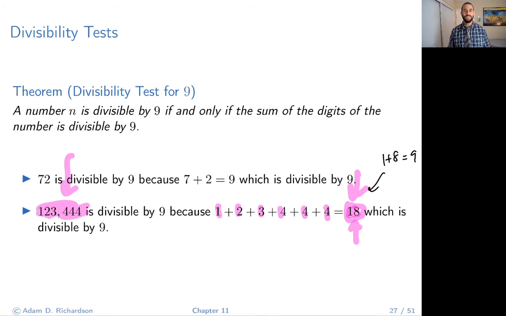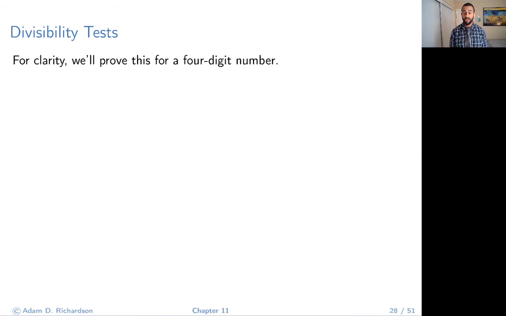But why does that work? Who says that works? I don't believe it. I don't believe that at all. I mean, that's cute and clever, but I'm not going to believe that. And we don't have to, because we're going to prove it right now. Just for clarity, we're just going to use a four-digit number. We're not going to do the arbitrary expansion like we saw for the divisibility test for 2. We're just going to do a four-digit number because I think that really makes it clear what's going on.